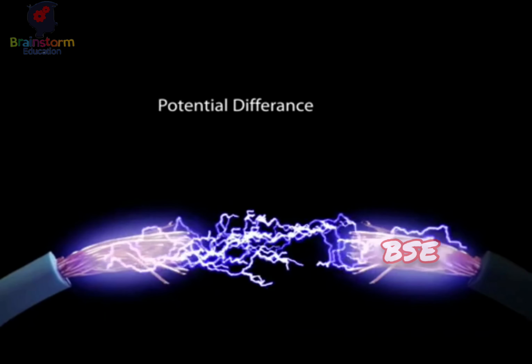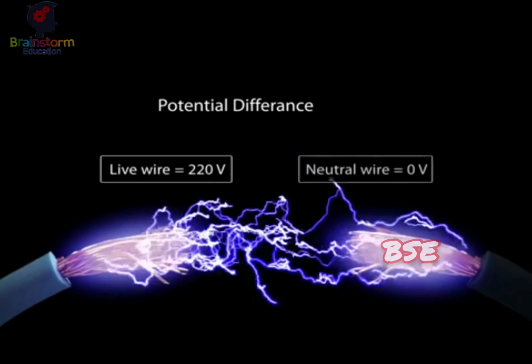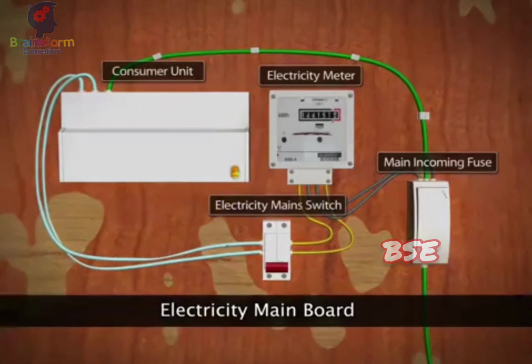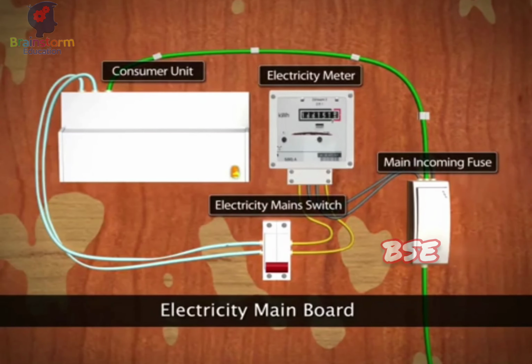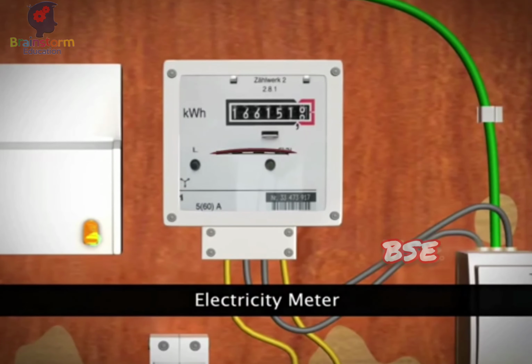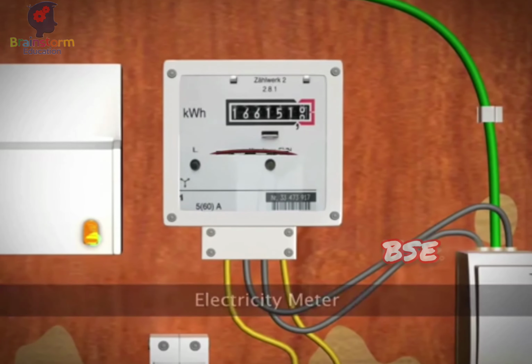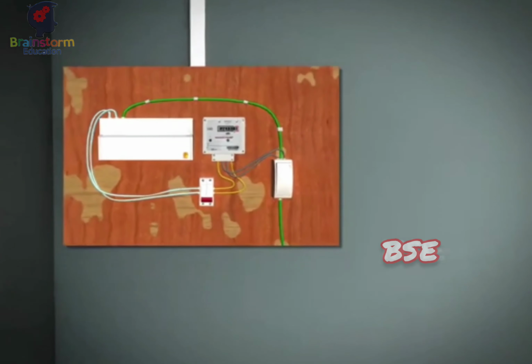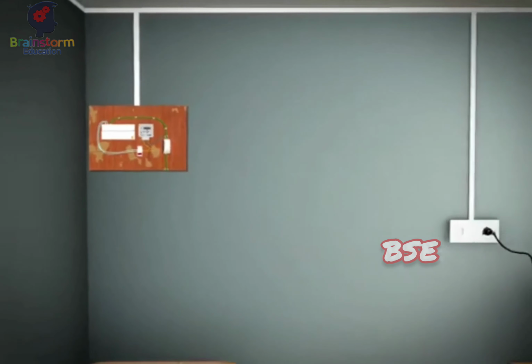The potential difference between the live wire and the neutral wire in India is 220 volts. The meter board has a main incoming fuse in the live and neutral wires. They pass through the electricity meter via a main fuse. The meter measures energy consumption in kilowatt hours. Mains wires and household circuit wires are connected through the main switch.